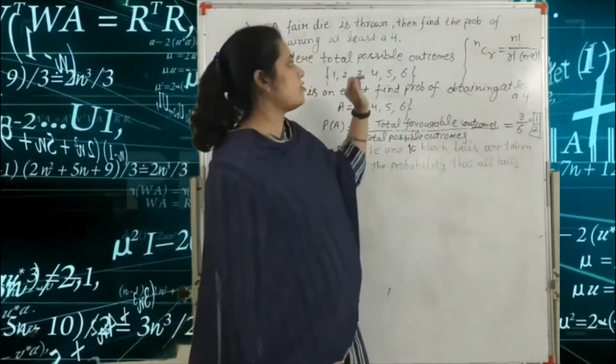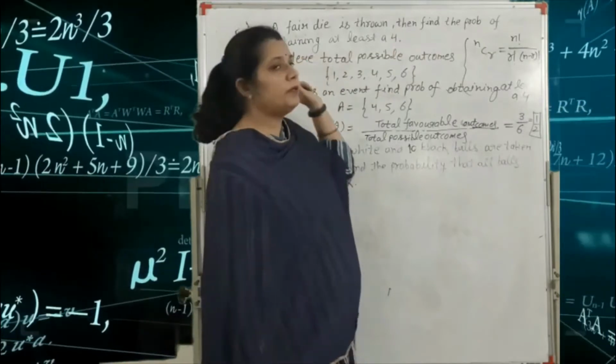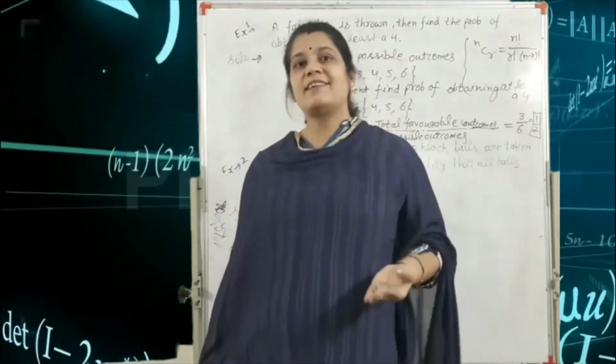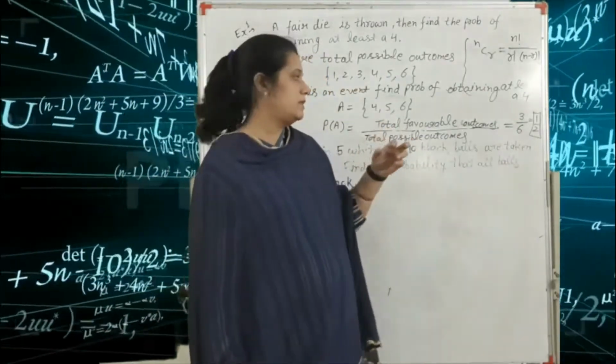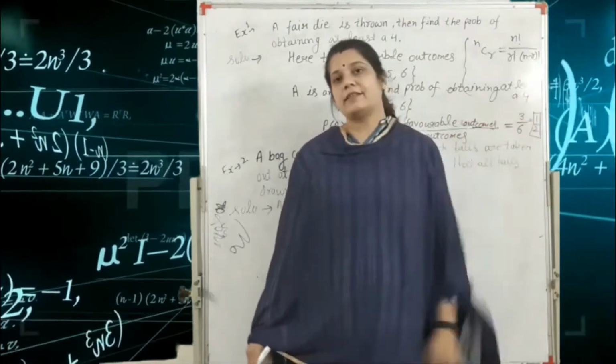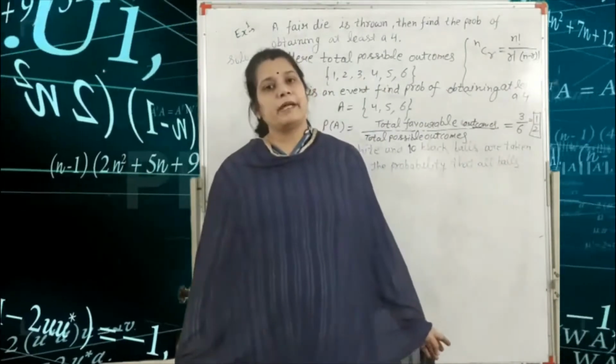But in this question, we are finding the probability of obtaining at least a 4. So we write here 4 by 6. The total possibility is 3. So we write 3 by 6, which is equal to 1 by 2.